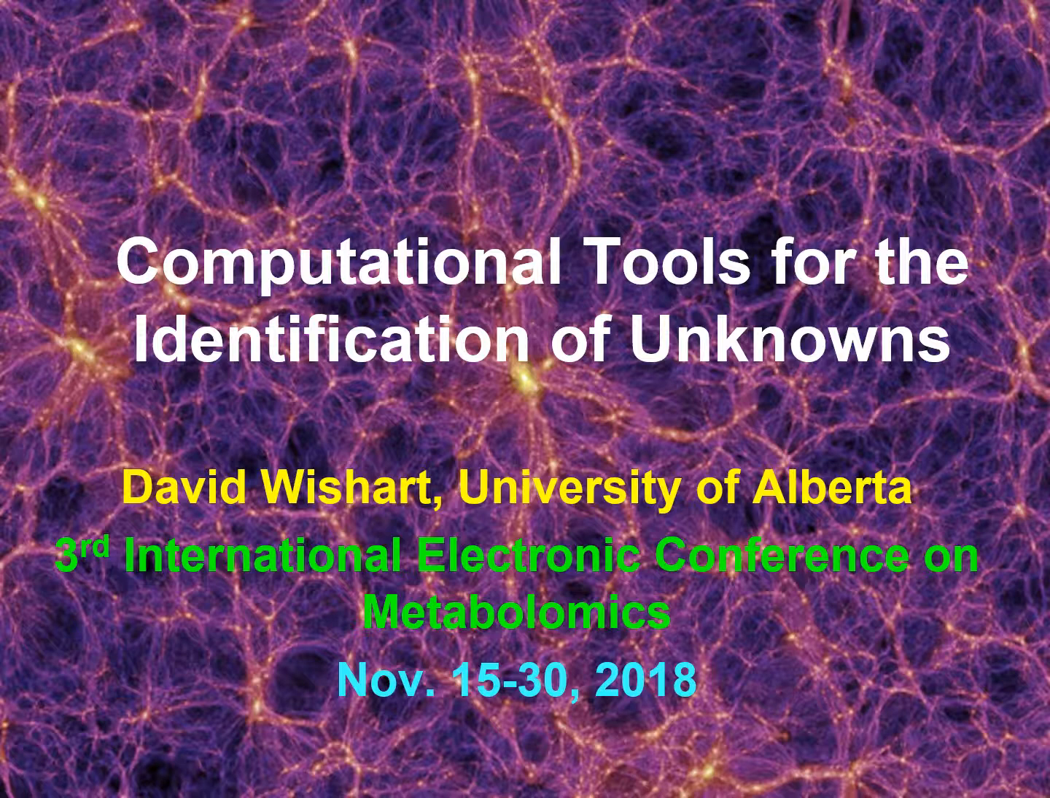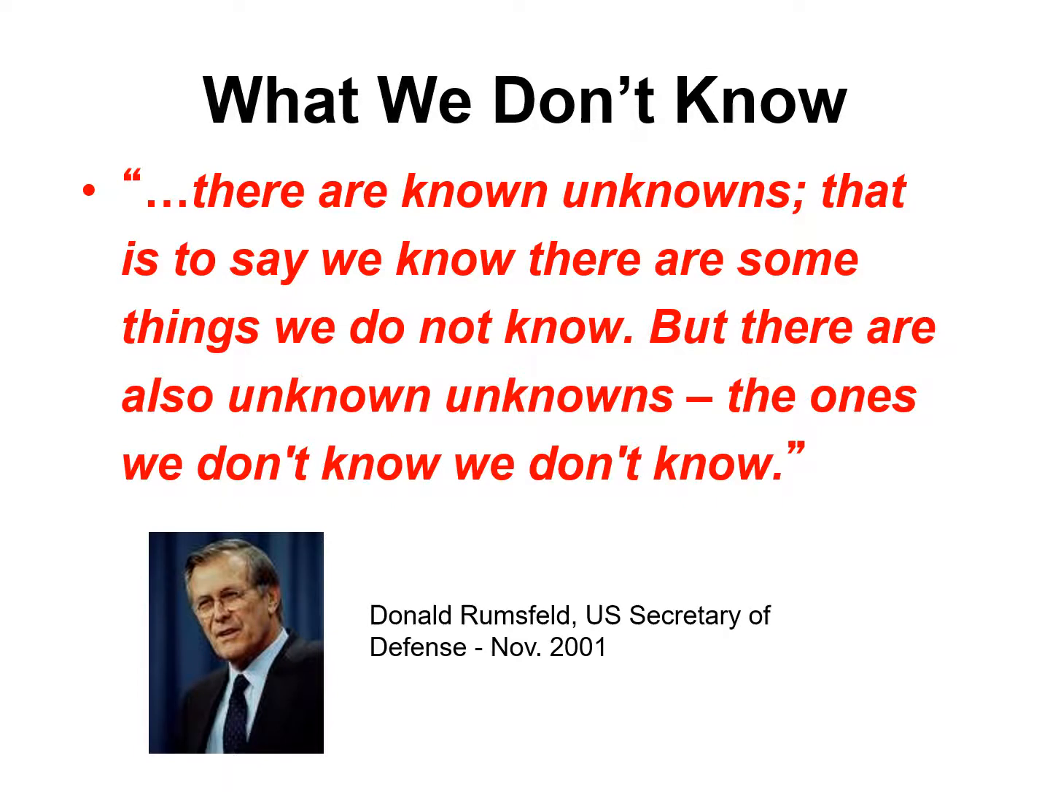And of course, when we talk about unknowns, we often think about a quote that appeared about 17 or 18 years ago by then US Secretary of Defense Donald Rumsfeld about what we don't know. His quote is famous for a few things, but in particular, he mentions this: there are known unknowns, that is to say, we know there are some things we do not know, but there are also unknown unknowns, the ones we don't know that we don't know.